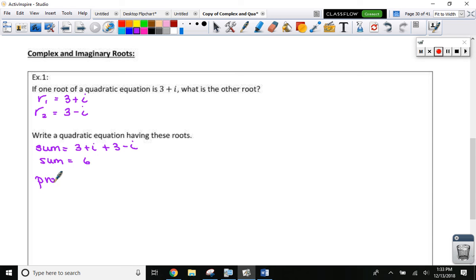And the product of the roots, so I got 3 plus i times 3 minus i. That's a little bit more work, but really honestly not a ton. Right, gotta double distribute. So that's going to give you 9 minus 3i plus 3i, that cancels, minus i squared. What do I know about i squared? -1. So 9 minus -1, or 10, is my product.